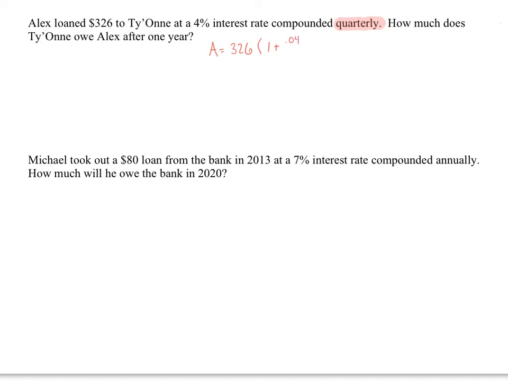4% is 0.04, and we are compounding this quarterly, so we have to divide it by 4 because we're spreading this across each year into 4 groups. After 1 year, we've compounded the interest 4 times. So we raise it to the 4th power, and now it's set up properly. Your answer should be $339.24. For you guys to calculate these, if you don't have a graphing calculator at home or you don't have a calculator that you feel comfortable plugging this equation into, punch it into wolframalpha.com. Just punch it into the search bar on Wolfram Alpha, and it will calculate it for you.